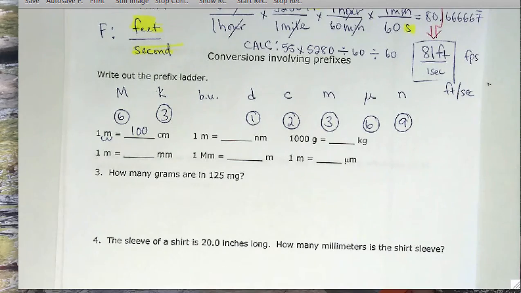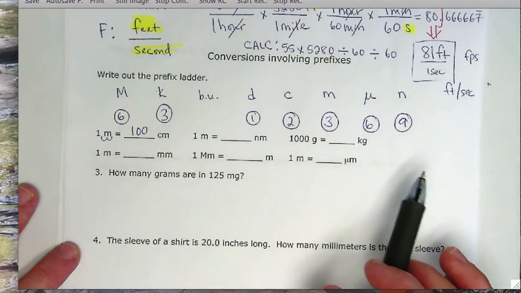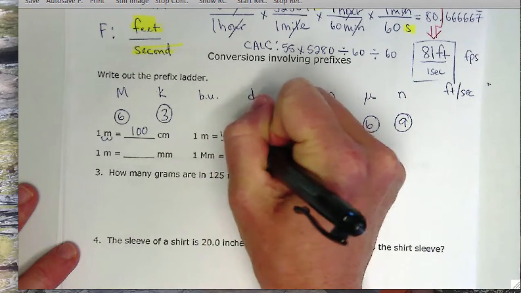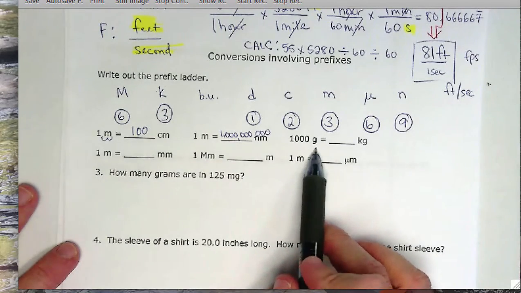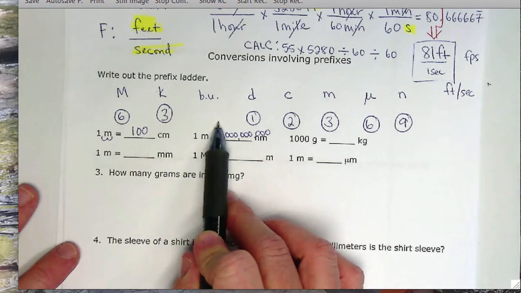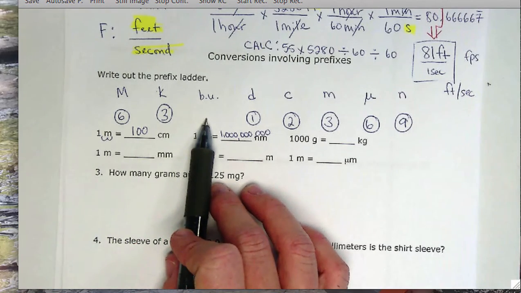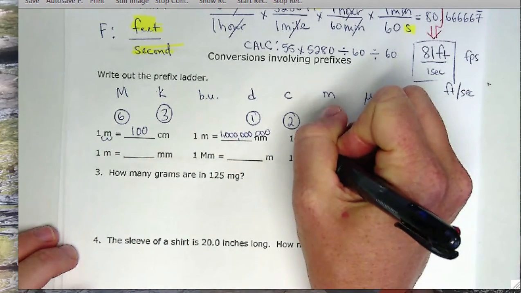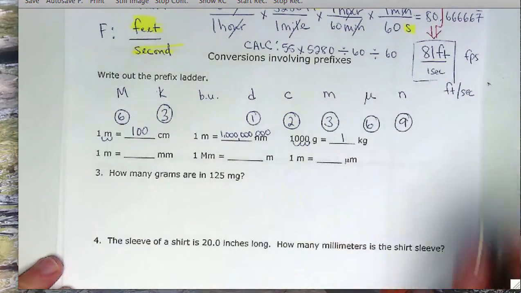All right, so 1 meter equals how many nanometers? 1 billion. Yeah, a lot of zeros. All right, 1,000 grams. So we're in our base unit. We want to get to kilo, so we're going to move 3 to the left. So 1, 2, 3. Now, how many significant figures am I going to put here? 1. So just 1. Good.